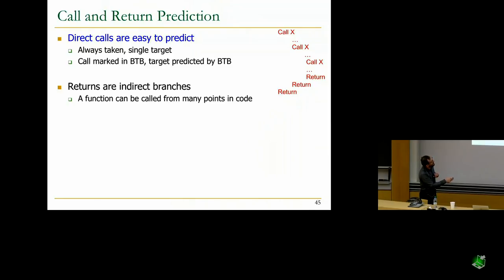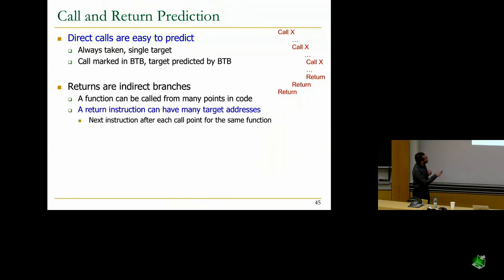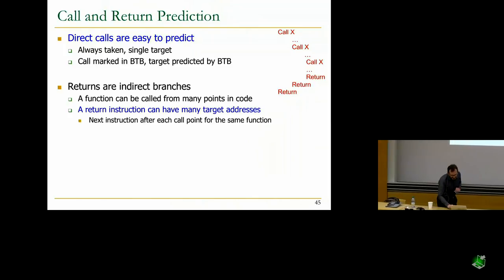This return needs to return to the call site. This return needs to return to this call site over here. And this return needs to return to that call site. So a return instruction can have many target addresses, the next instruction after each call point for the same function, essentially.